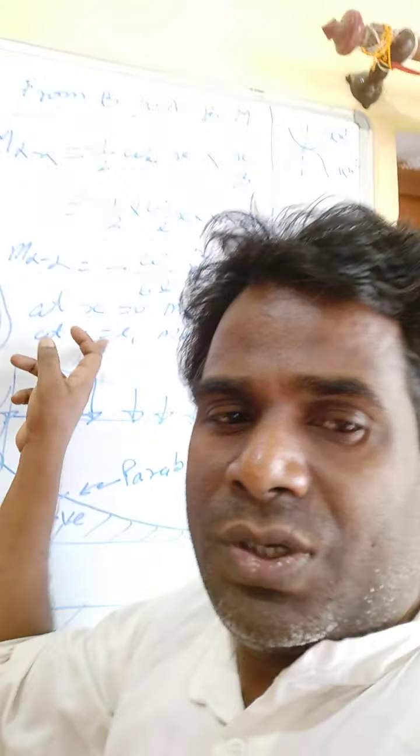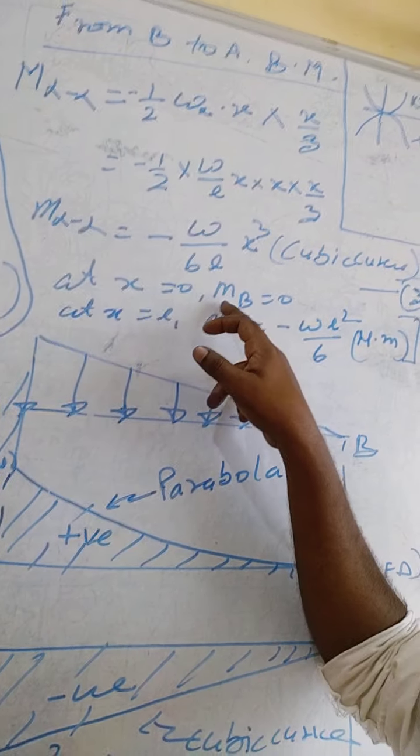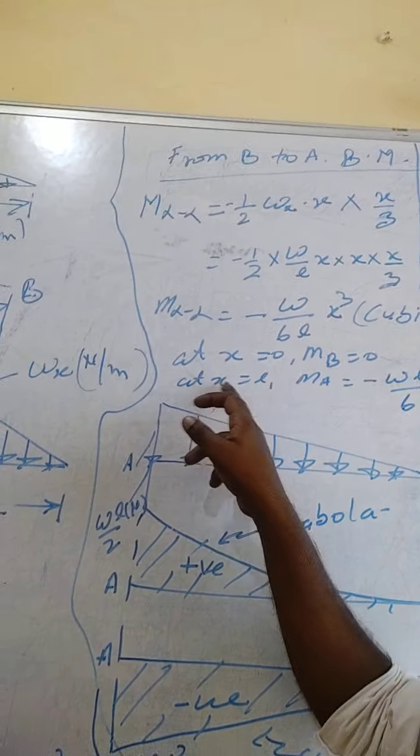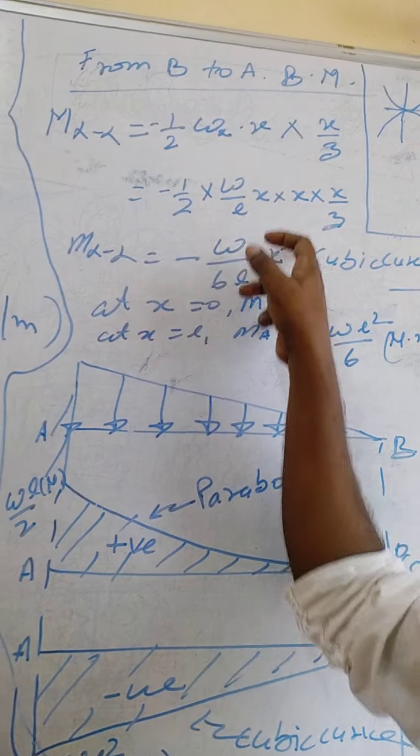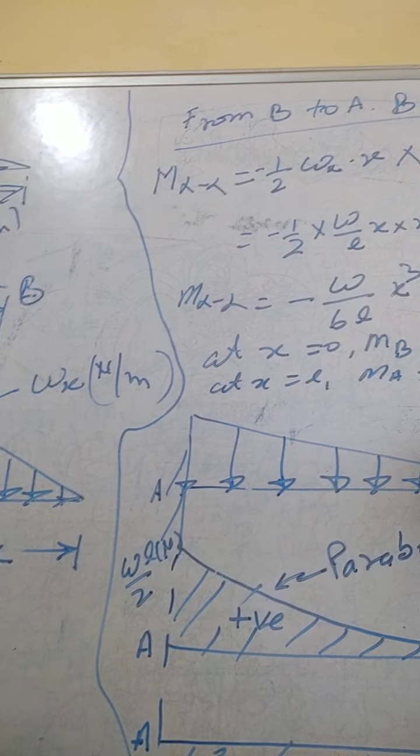Similarly, we will check bending moment at the end points. At x equal to 0, we get MB equal to 0. At x equal to L, we put x equal to L, so MA equal to minus WL square by 6 Newton meter. So this is all the analysis of bending moment between B to A.